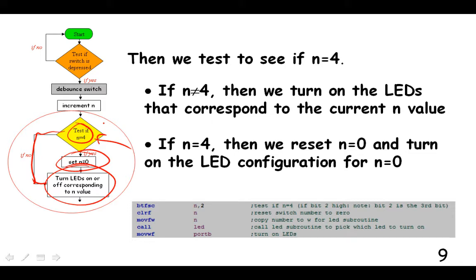So there will be a set of LEDs that goes on for n equals 0, n equals 1, n equals 2, but then once n equals 4, the answer to this if statement is yes, and then it sets n back to 0 again, and then it turns the LEDs on that correspond to n equal to 0.